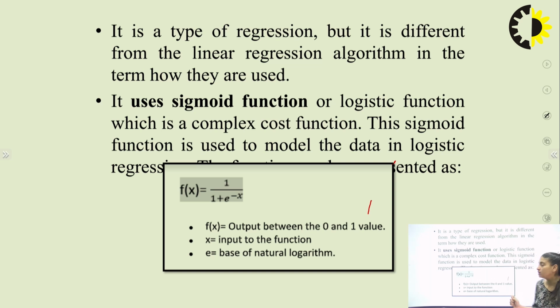And what is it? This function is f(x) = 1 / (1 + e^(-x)). Here f(x) is the output. It can be 0, it can be 1, it can be true, it can be false, and x is the input you are going to give to the function. e is the base of the natural logarithm. So this is a simple sigmoid function on which logistic regression works.